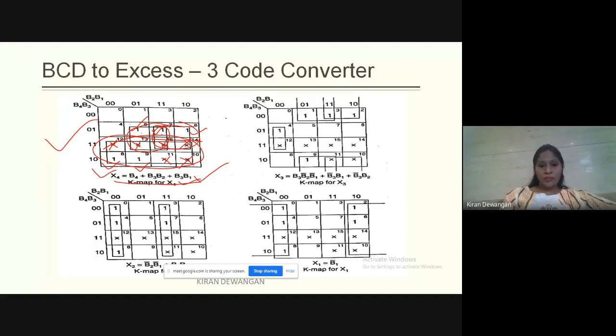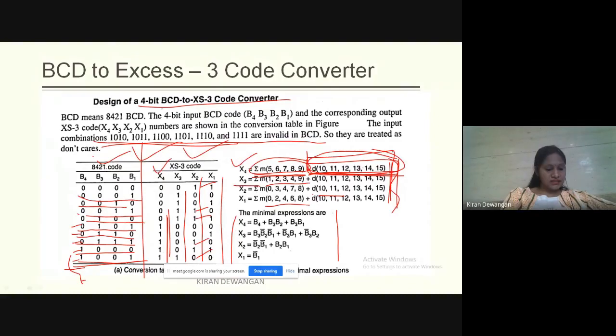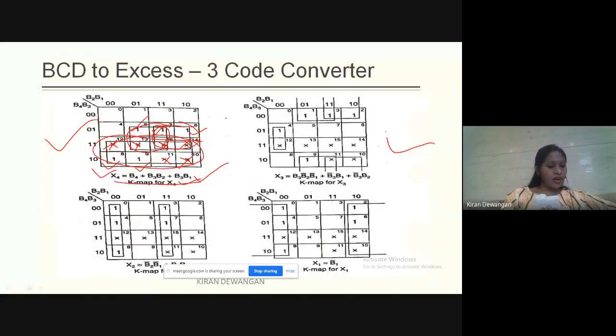Similarly, we'll be getting expression for X3, X2 and X1. So these are the expressions, minimal expressions for all the 4 output bits. These are our 4 output bits. So for these output bits, we are getting these expressions. Do I need to explain this K map? Do I need to explain? If you want, I'll explain it.